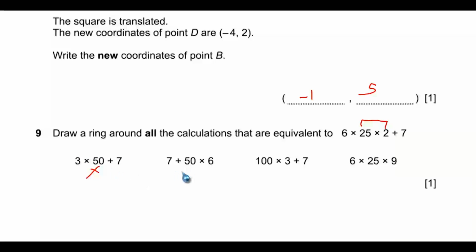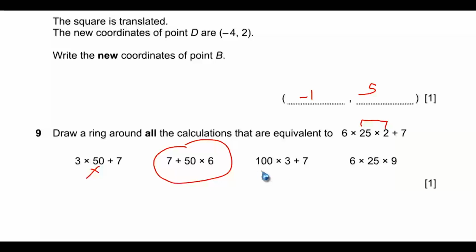So then the next one will be this. We have 7 here. We have 7 there. So we have 50 here. We have 50 here, which is 25 times 2. So this is correct. Okay. So we have 50 times 6. We have 50 times 6 from here. Then add 7, which is correct.